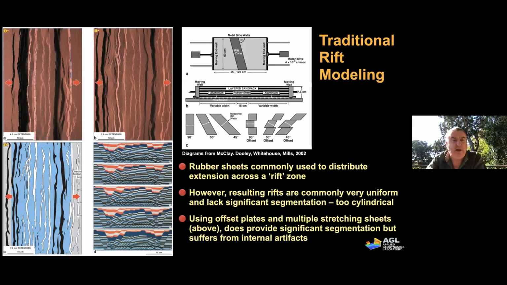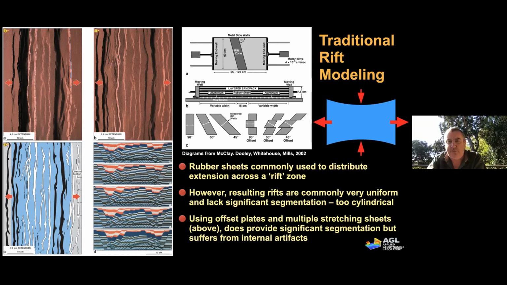Traditional rift models are formed by stretching rubber sheets. The problem is they are very cylindrical, along strike, so there isn't an awful lot of offset. We can introduce offsets by having separate stretching rubber sheets, but the problem is that when you stretch something out, you also constrict, and that introduces an awful lot of internal artifacts within your system.